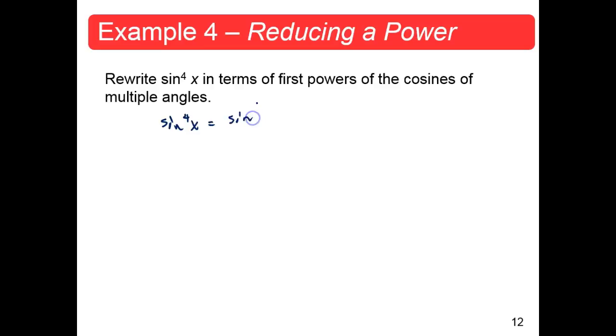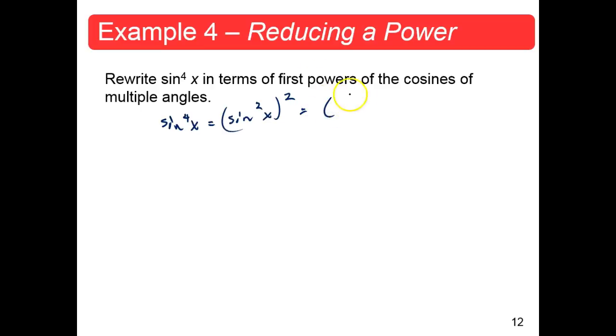It's sine squared x squared, exactly, or multiplied by itself. Whichever way you want to do it is fine, okay? So let's just deal with sine squared x. What is it in terms of cosines of multiple angles?